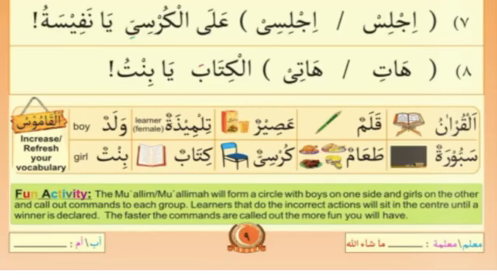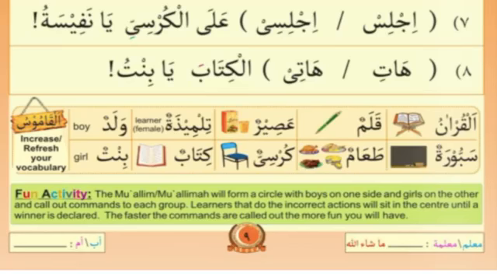Let's look at the sentence. Al-kitaba, the book. Ya bintu. Ya means oh, bintu means daughter or girl. Ya bintu, oh girl. So, oh girl is a female, right?